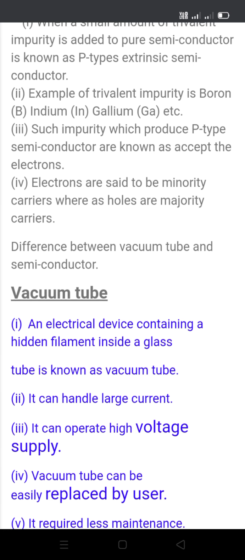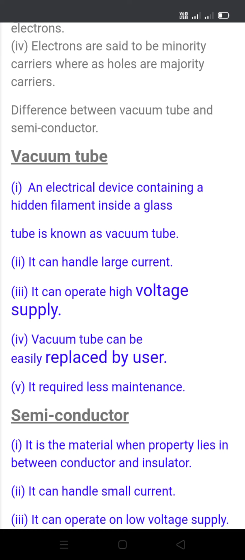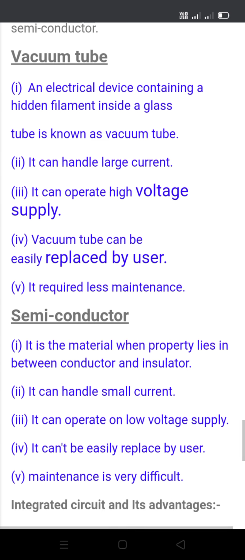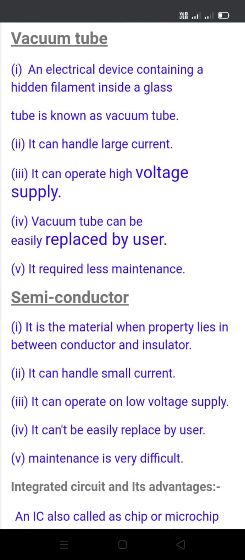Difference between vacuum tube and semiconductor. Vacuum tube. An electrical device containing a heated filament inside a glass tube is known as a vacuum tube. It can handle large current. It can operate on a high voltage supply. Vacuum tube can be easily replaced by the user. It requires less maintenance.